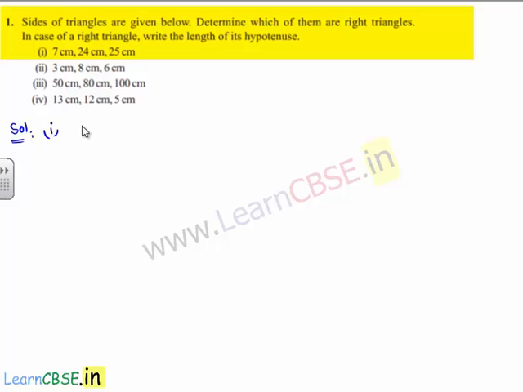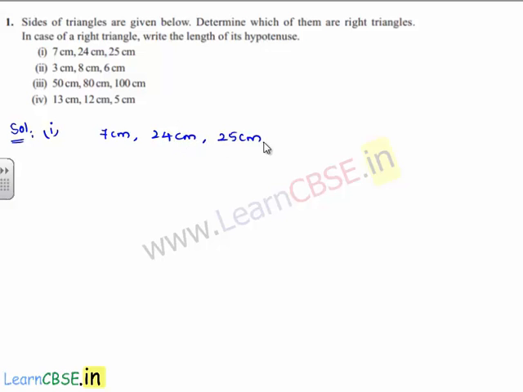First bit of first problem. Given lengths of sides are 7 centimeters, 24 centimeters and 25 centimeters. Let us assume that these be the sides of triangle ABC with AB is equal to 7 centimeters, BC is equal to 24 centimeters and CA is equal to 25 centimeters.